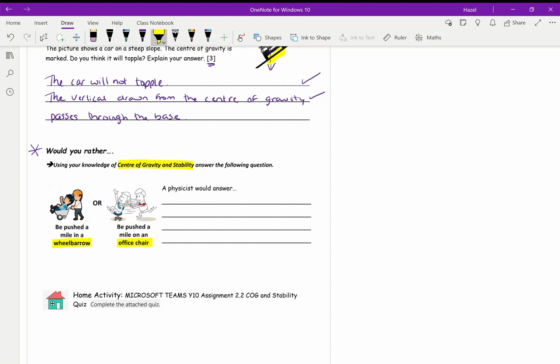Okay, and here's a little reminder that I'd like you to do this centre of gravity and stability quiz for next week. Thank you.